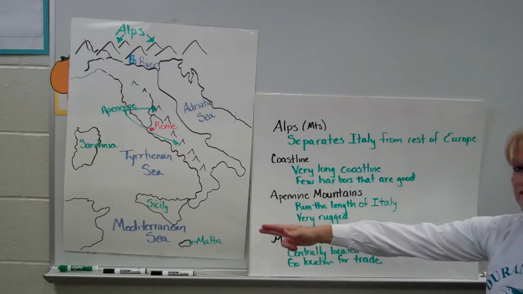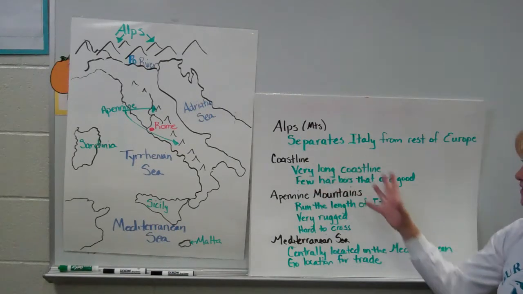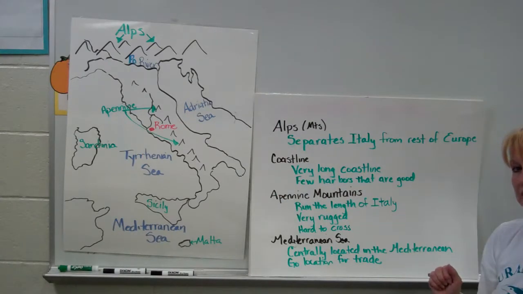The Mediterranean Sea is found in the southern portion. Italy is centrally located, and it's good for trade. You would have Greece to the east, and Portugal and Spain to the west of Italy.